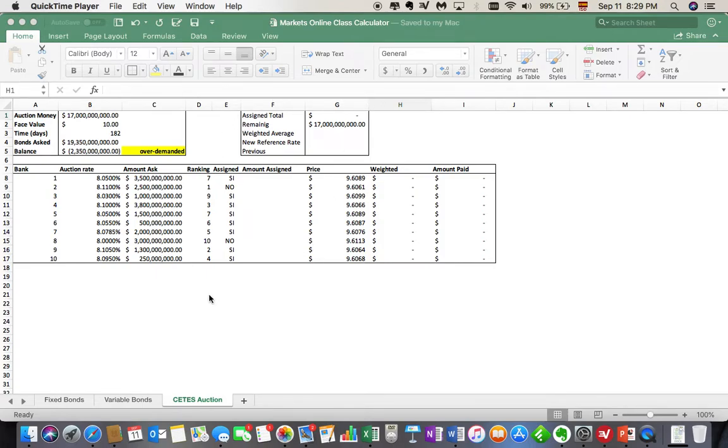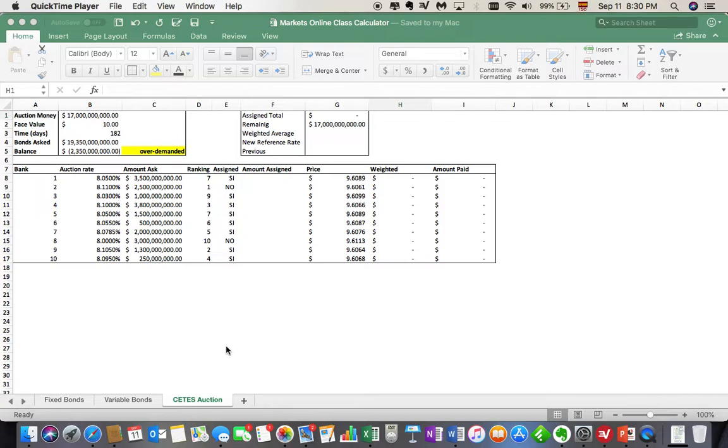This is a new part of your calculator. We're gonna see today how Banxico or any other central bank starts an auction with the bonds. So a little bit of going backwards in our class.